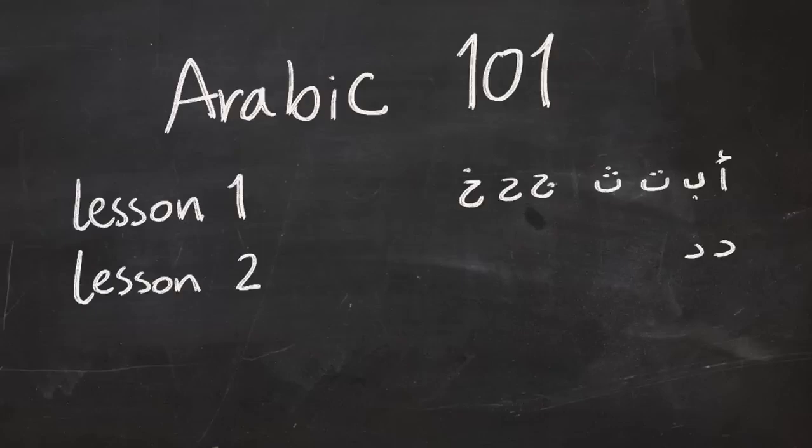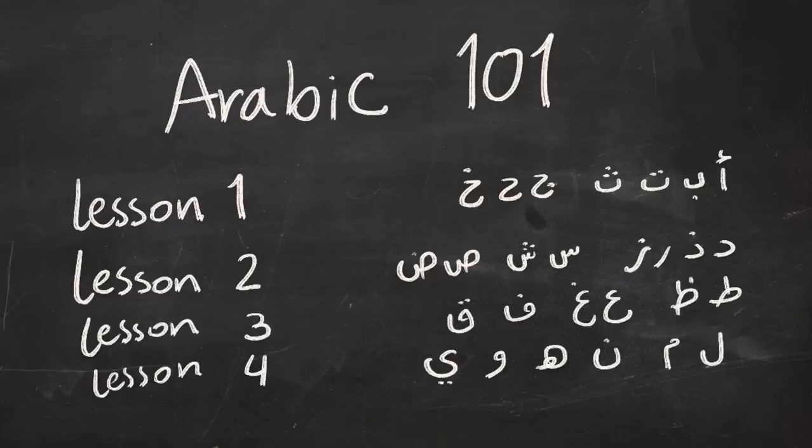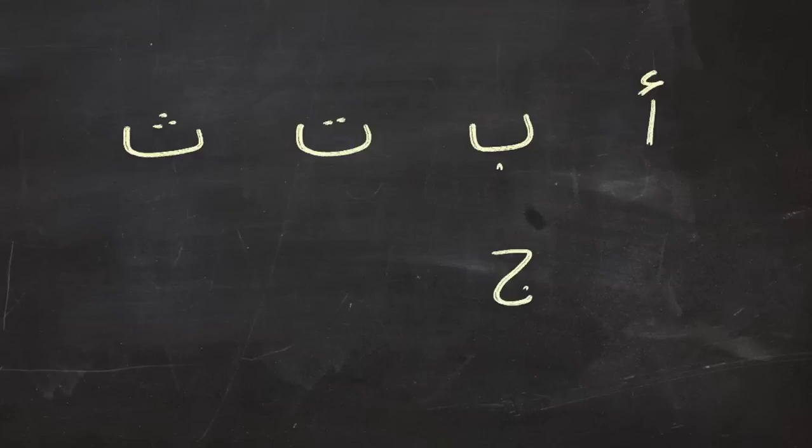The first 4 lessons we're going to focus on the Arabic alphabet, and then we're going to talk about the Arabic vowels. In this lesson, we're going to talk about the first 6 letters: Alif, Ba, Ta, Tha, Jim, Ha, and Kha.